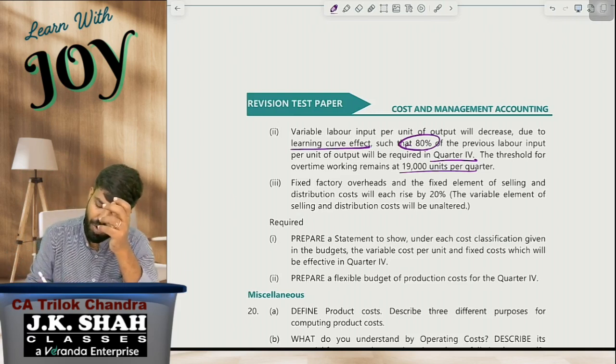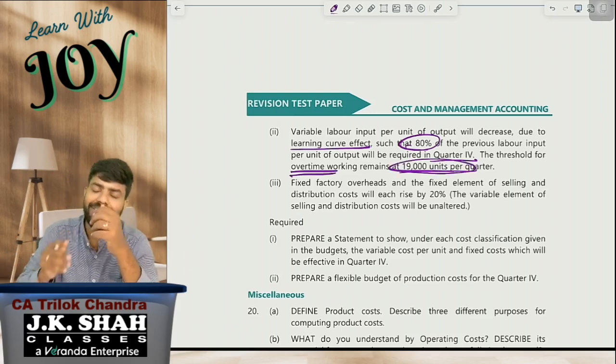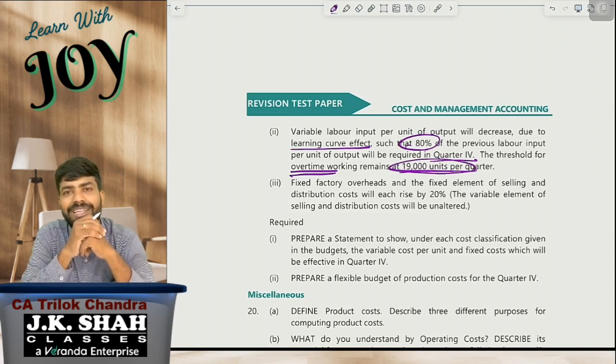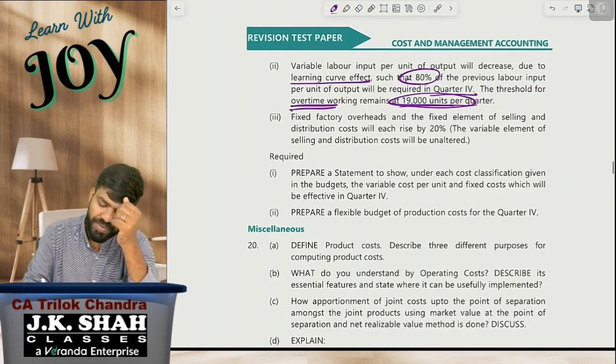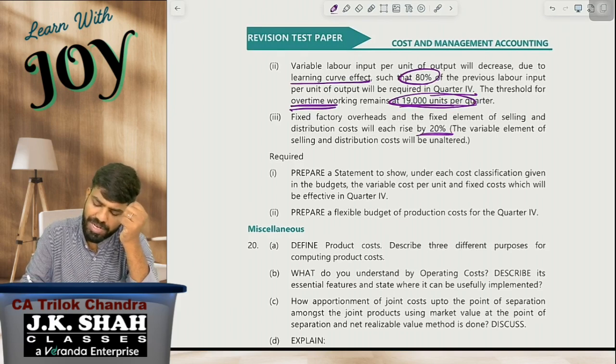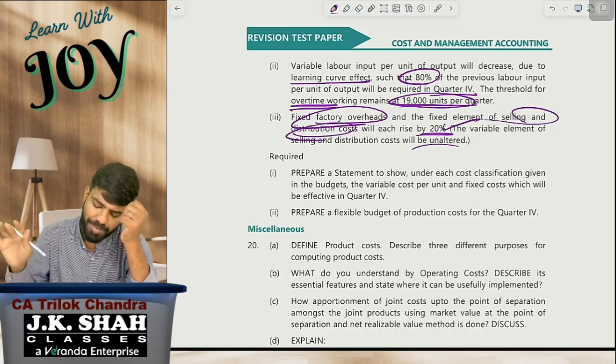And they have given the threshold overtime limit. Overtime limit is more than 19,000 units as previous. Okay, now fixed factory overheads and fixed element of selling and distribution cost will each rise by 20%. The variable element of selling and distribution cost will be unaltered. So factory overheads and the fixed element of selling and distribution cost will increase by 20%. Variable cost will remain the same.